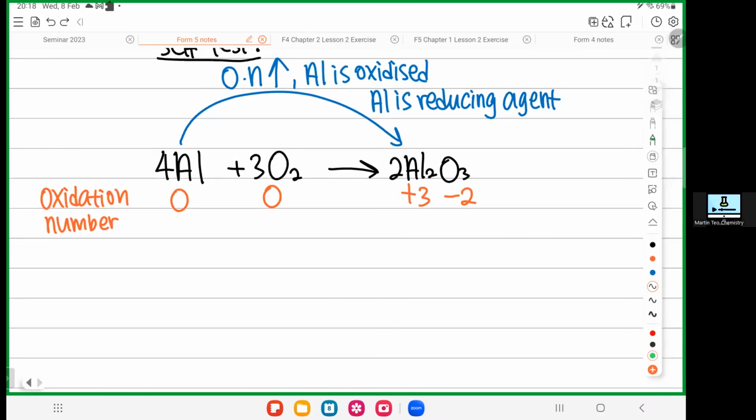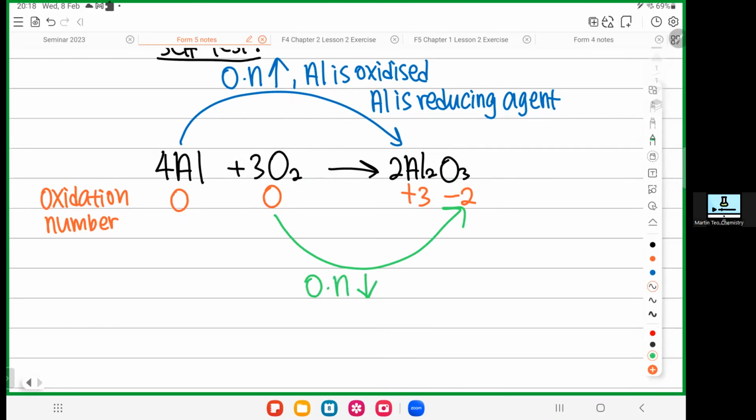Next one. Let's choose another apple comparison. Oxygen is another apple compared to this oxygen. Always remember, compare left to right. You cannot do right to left. Sequence is important. On the left-hand side, the oxygen oxidation number is 0. On the right-hand side, the oxidation number is -2. 0, -2: the oxidation number decreases.